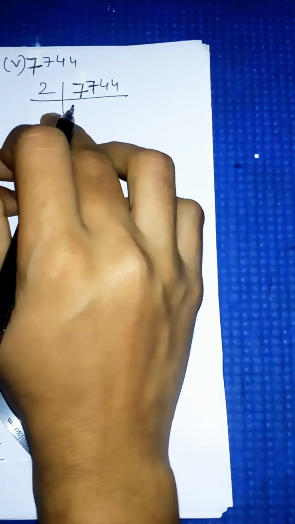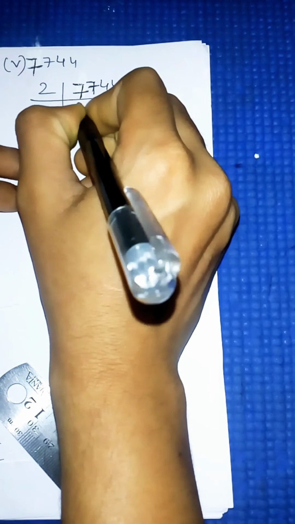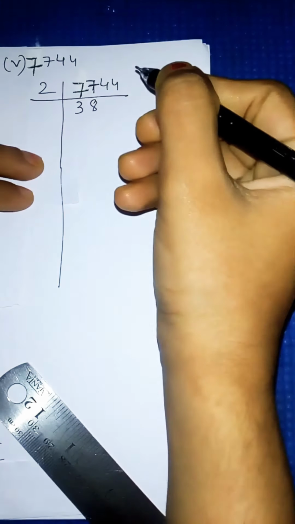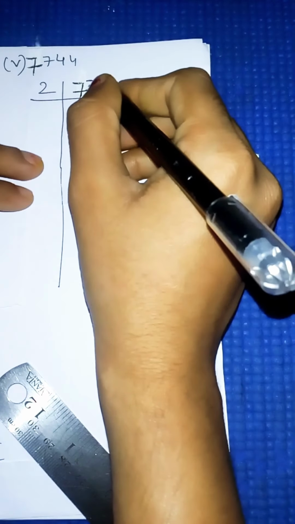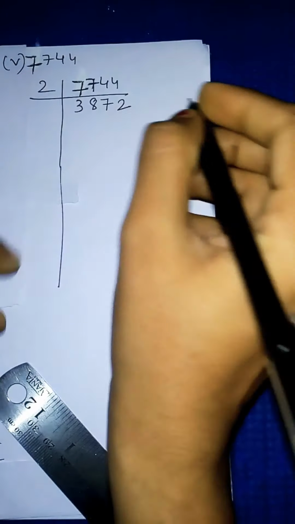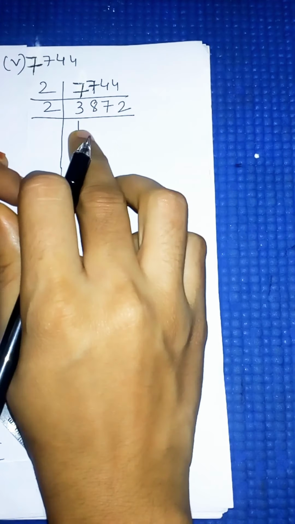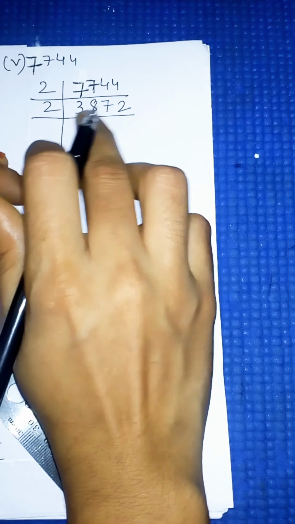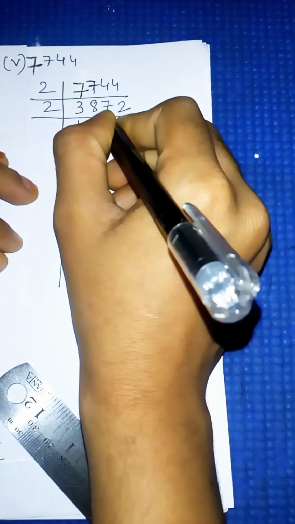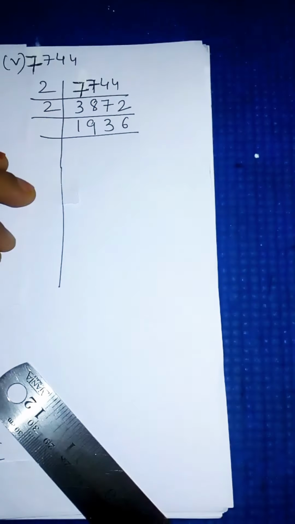So again we will start with 2, because this is an even number. So 2 3s are 6, 1 left. So 1 7 is 17. So 2 8s are 16, we will take. Again 1 left, 1 4 is 14, means 2 7s are, and then last 2 2s are 4. Again with 2. So 2 1s are 2. Again 1 left and 1 8 is 18. So 2 9s are 18. Now 2 3s are 6 and here 2 6s are 12. So 1 9 3 6.